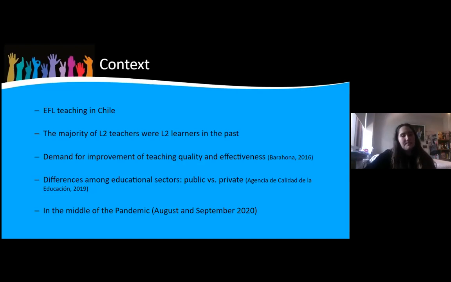And finally, this study was conducted in the middle of a pandemic during August and September of 2020. So, as we did take this into consideration when developing our instruments and analyzing our data, the study's objective was not to investigate the impact of the pandemic on teacher motivation.